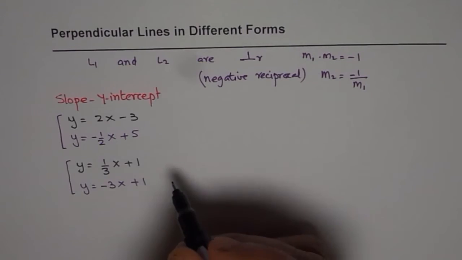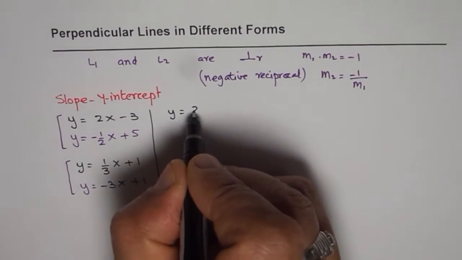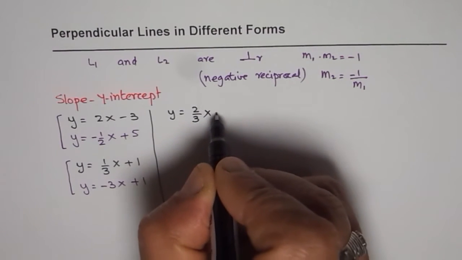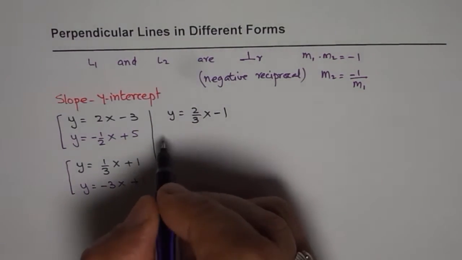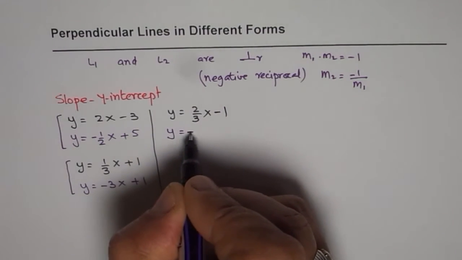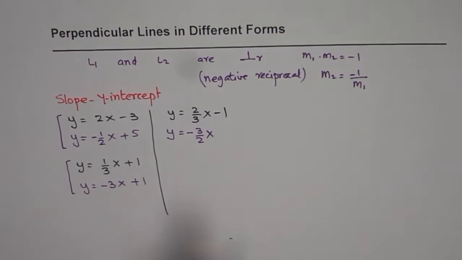Let's take some more examples. Let's take some fractions: y equals 2 over 3 x minus 1. Then the perpendicular line will be y equals negative 3 over 2 x. That is the negative reciprocal, right? You may or may not have a y-intercept or constant. It could be 0 also, right? So this is also a set of perpendicular lines.